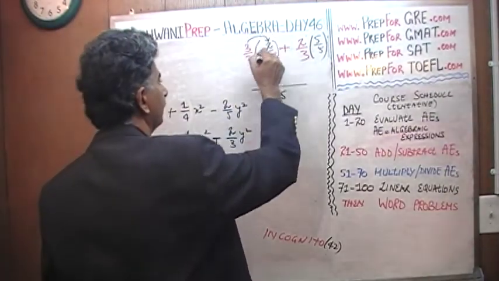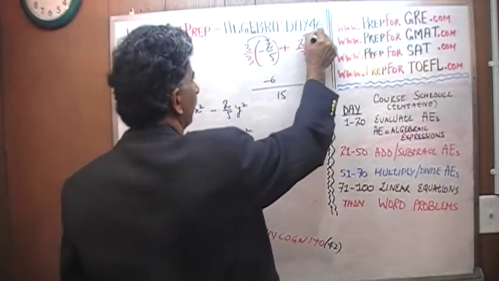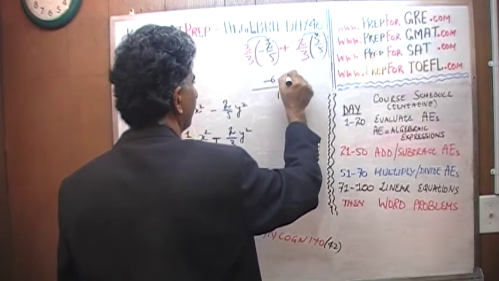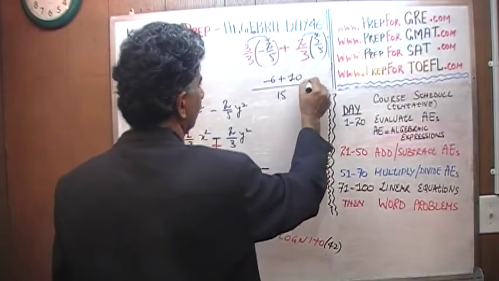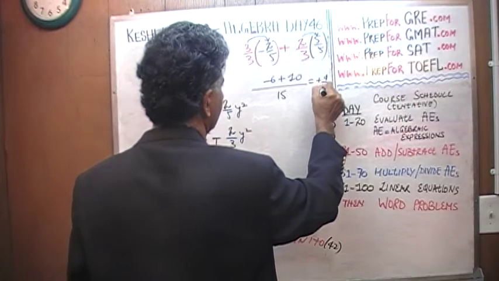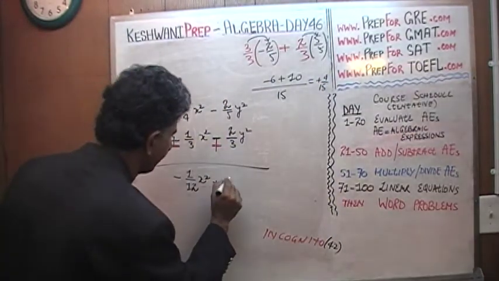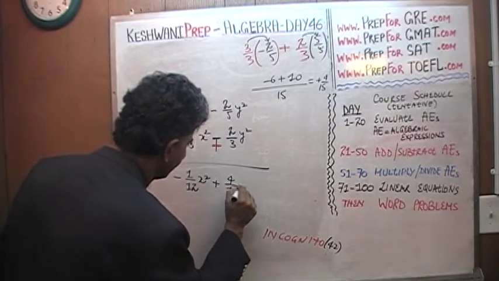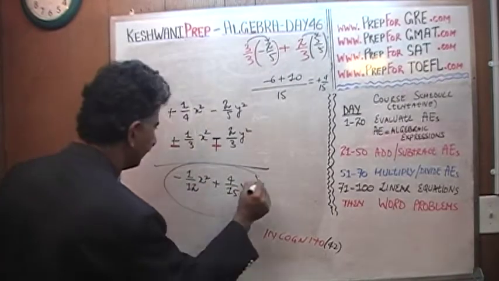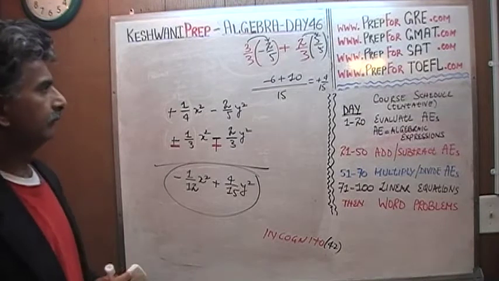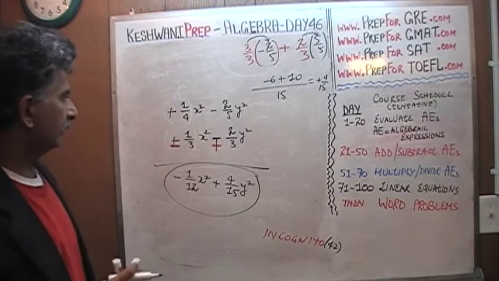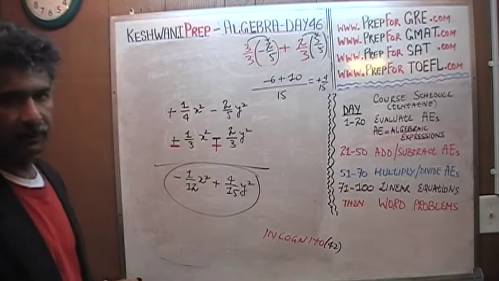3 times negative 2 is negative 6. 2 times 5 is 10, positive 10. And therefore the answer is positive 4/15 y squared. And that's your answer. So that was the coefficient of y squared.